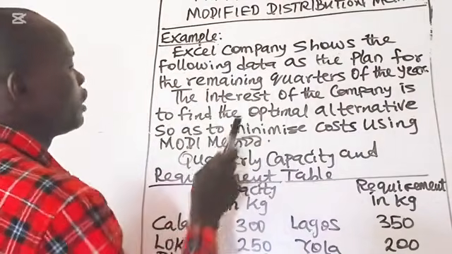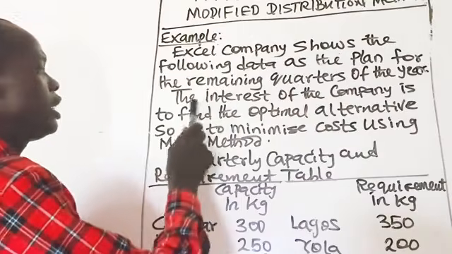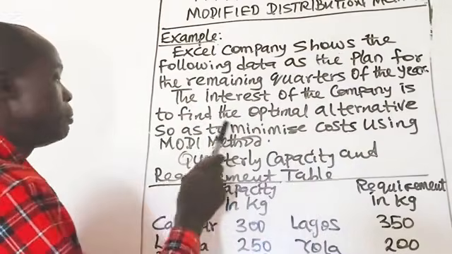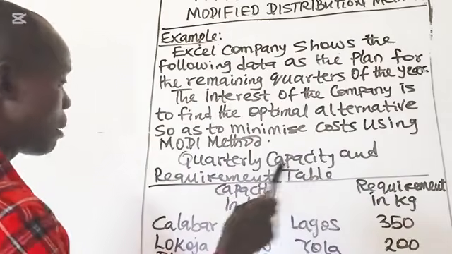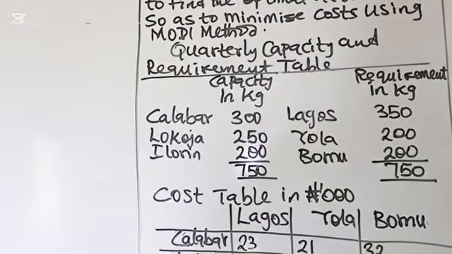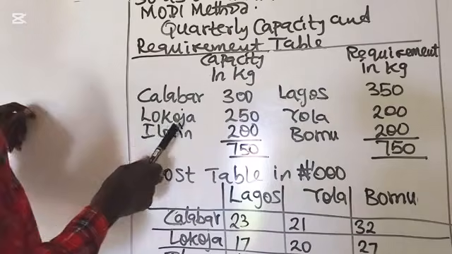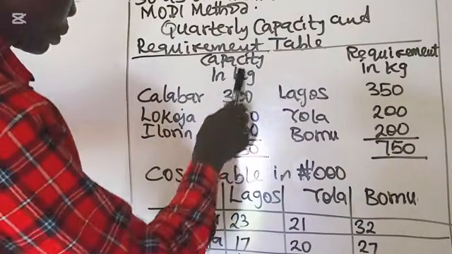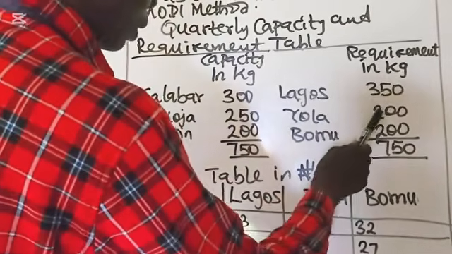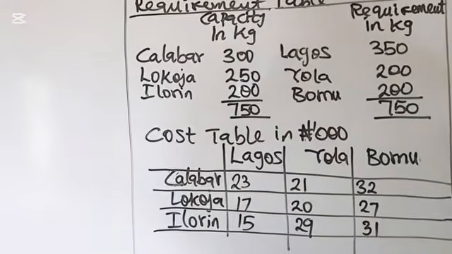Example: Z company shows the following data as the plan for the remaining quarters of the year. The interest of the company is to find the optimal alternative so as to minimize cost using the MODI method. Quarterly capacity and requirements table. You have the capacity in kilograms, and the requirement in kilograms as well. Calabar, Lokoja, Ilorin: capacity 300, 250, 200. Total capacity is 750. Lagos, Yola, Borno: requirement in kilograms 350, 200, 200. Total 750. Then we have the cost table in 1,000 naira.